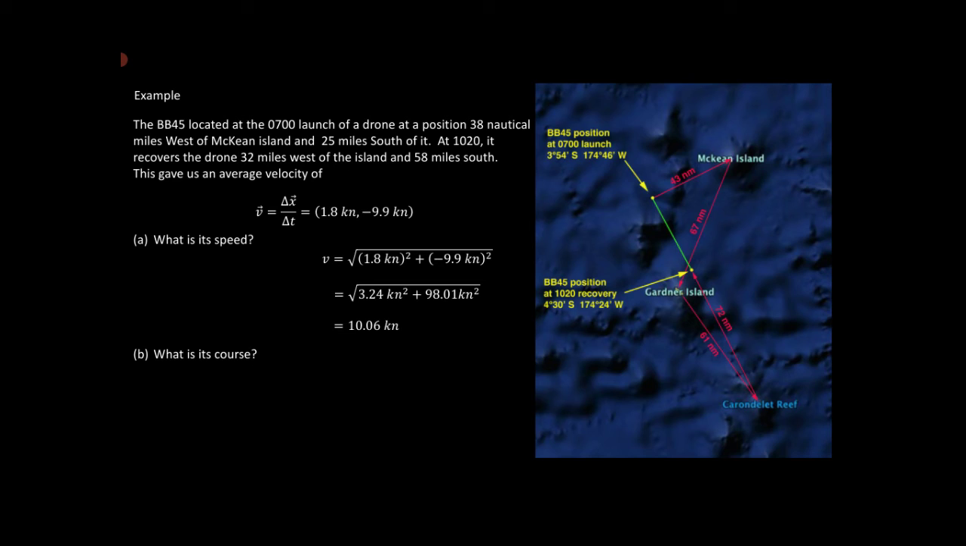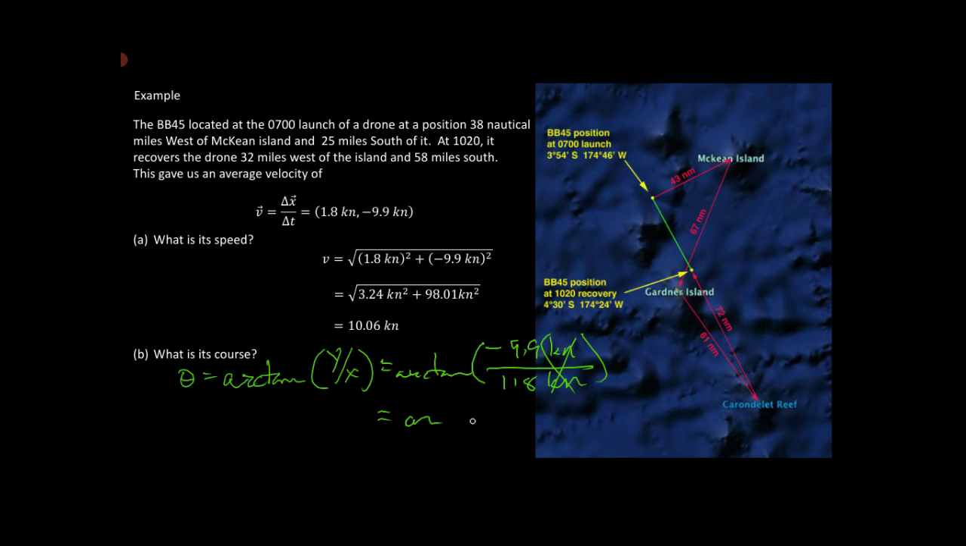Now we need to figure out the course. What is the course? What is the direction that it's going? Okay, and how we find that is with the arctangent of y over x, or vy over vx in this case. So we have the arctangent of minus 9.9 knots over 1.8 knots. Knots cancel. So we just divide 9.9 by 1.8.